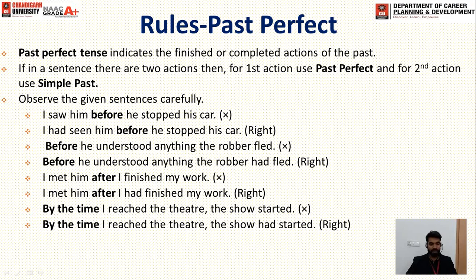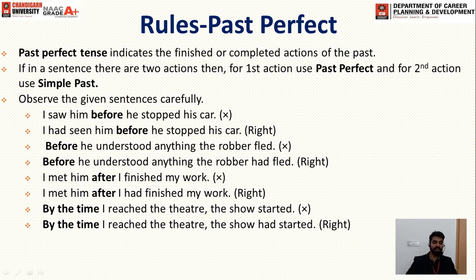Before he understood anything, the robber fled. Try and understand what's the first action and what's the second action. The first action is fleeing of the robber, that means the robber fled, and the second action is his understanding. So, before he understood anything, the robber had fled. Okay, I met him after I finished my work. The first action is finishing of work and then the meeting. So I met him after I had finished my work.